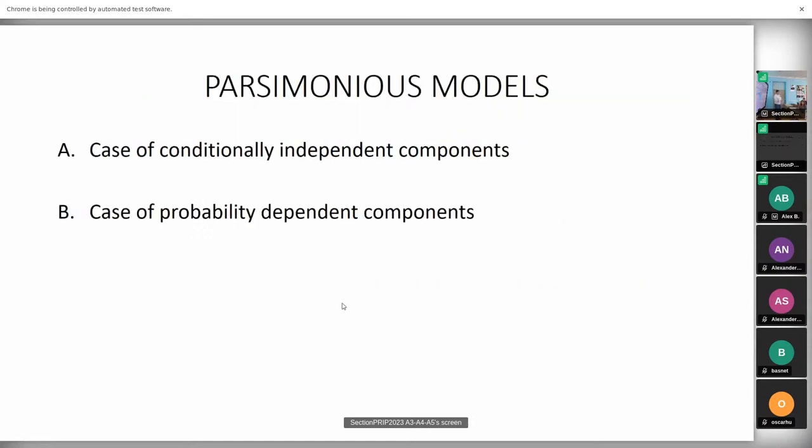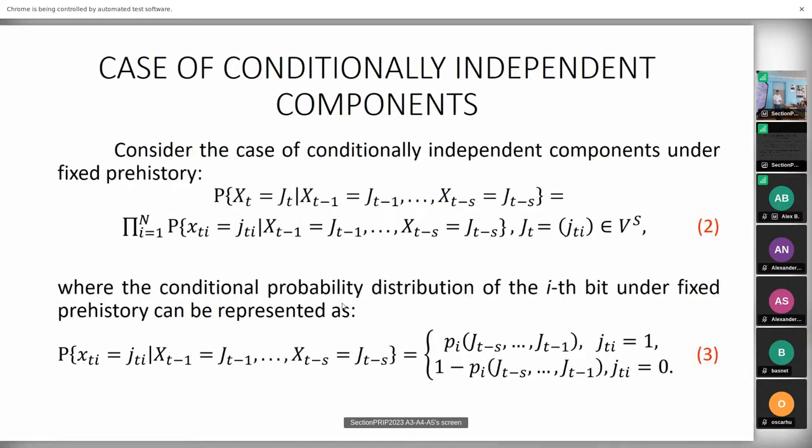Two models. The first model is the case of conditionally dependent components, and the second is the case of probability dependent components. Consider the case of conditionally dependent components under the explicit history, where the conditional distribution of the inputs under the explicit history is presented as follows.